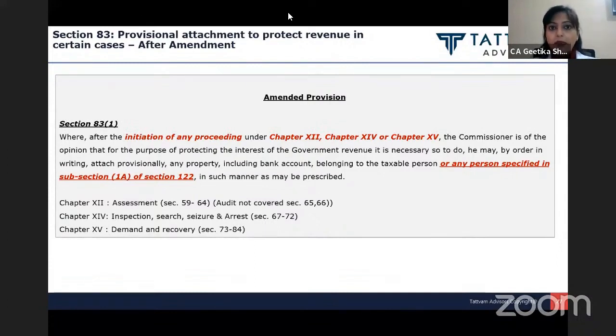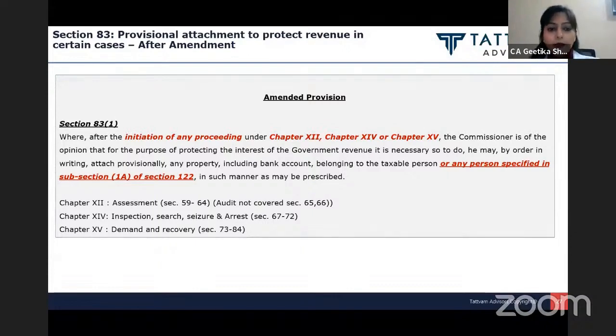Because pre-amendment, this is what the assessees used to argue before the court, that my assessment, my proceeding under section 62 or my proceeding under section 67 has been completed, and in the meanwhile, when the officers are doing their further studies or they want to initiate further proceedings, in between they cannot attach the property, and that's what the court held.